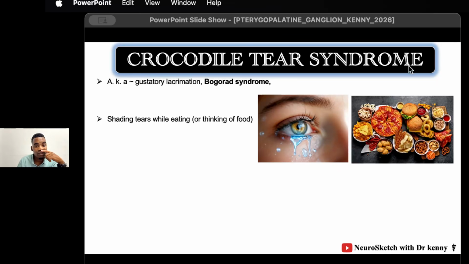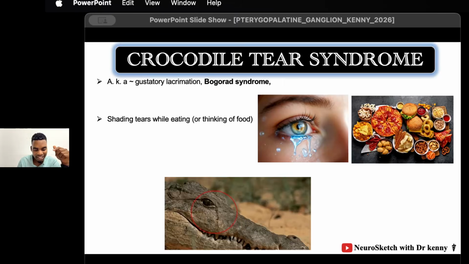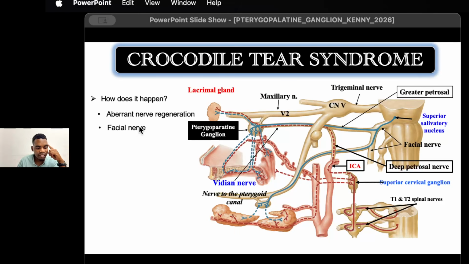This is a condition which is associated with the shedding of tears when you are eating or thinking of food. Whenever you are eating or thinking of food, you are shedding tears, and this only resembles the tears of the crocodile because it is historically believed that crocodiles shed tears while they are eating their prey. And this doesn't mean that they are feeling pain, no. And this is why this condition is called the crocodile tear syndrome. How does it happen? This happens by aberrant nerve regeneration. And which nerve? That's your facial nerve.